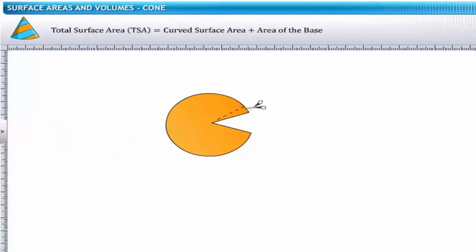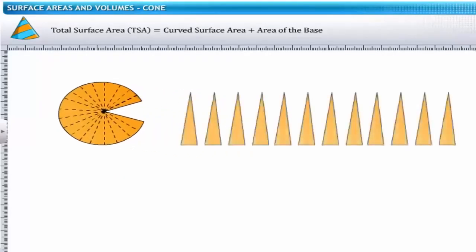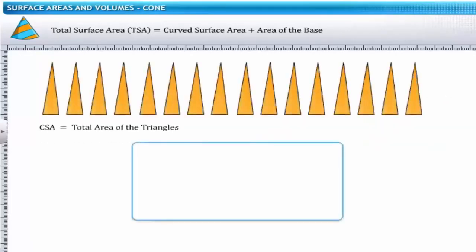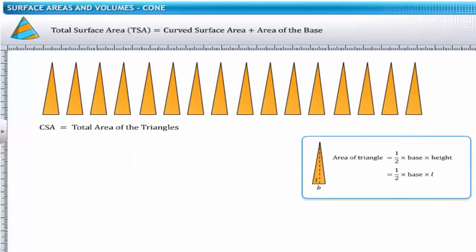Now, let's divide this piece into as many triangles as possible. The CSA of the cone will be equal to the total area, or the sum of the areas, of these triangles. The area of each triangle is calculated as half base into height, wherein the height is the same as the slant height L of the cone. Let the bases of these triangles be b1, b2, b3, and so on. The total area of all the triangles can be calculated as shown here.